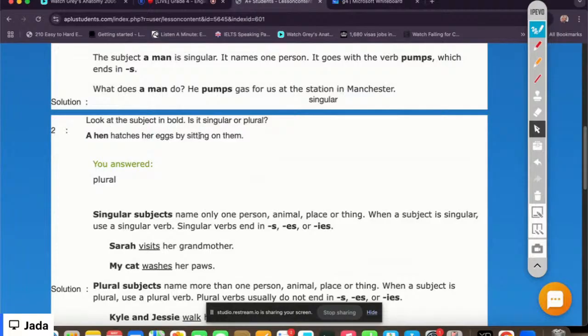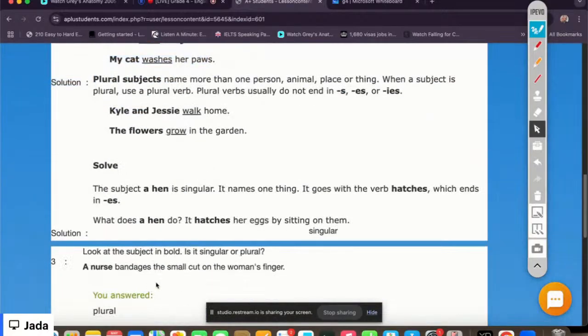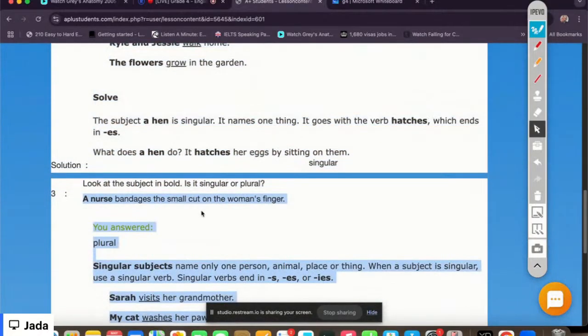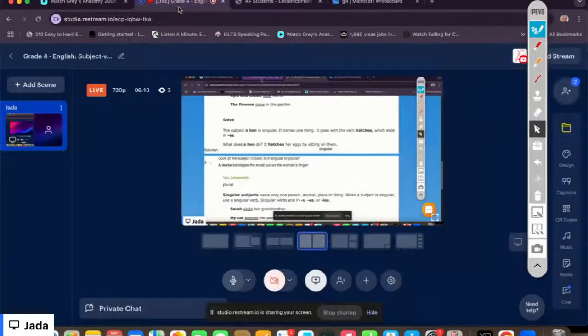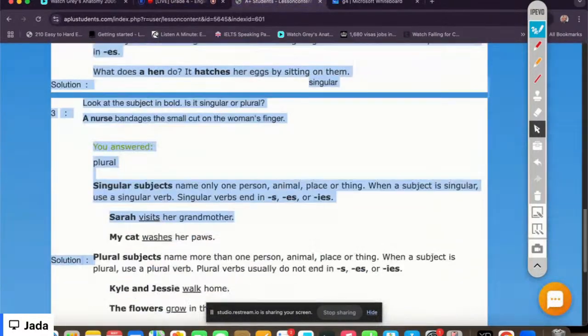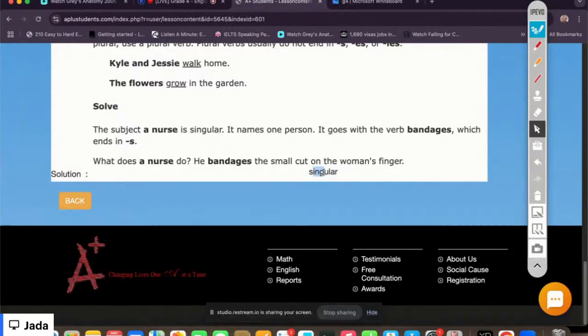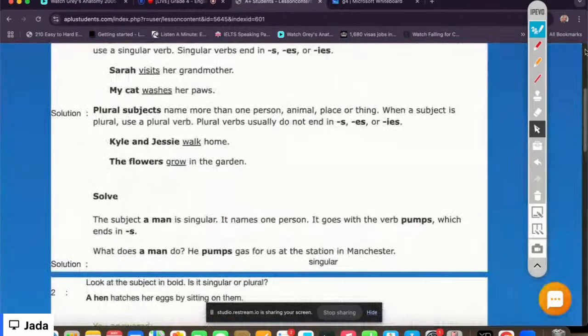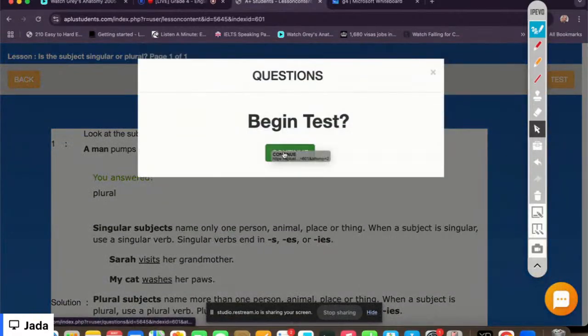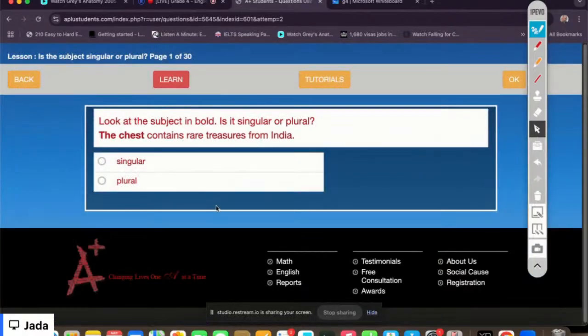Look at the subject in bold. Is it singular or plural? A hen hatches her eggs by sitting on them. So what is that? Of course, this is a singular subject. A nurse bandages the small cut on the woman's finger. So that's singular. Okay. So you can look at the verbs and you can as well determine the answer.